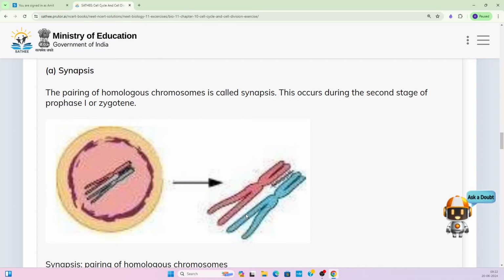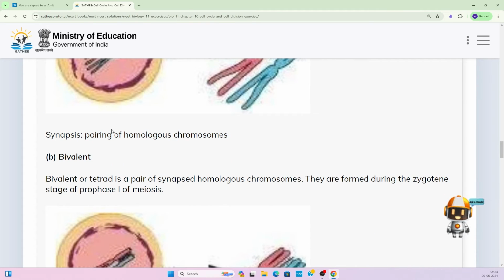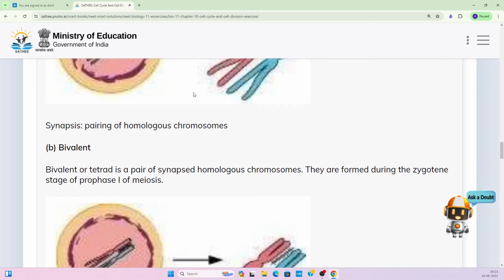Here you can see there is a gap, but there you can see there is a synapse formation, right? So at this particular point, the pairing of homologous chromosomes has taken place, and that is called synapsis. This occurs during the second stage of prophase, the zygotene. So synapsis shows the pairing of the homologous chromosomes in the figure.